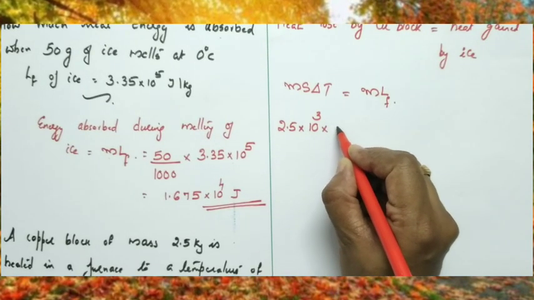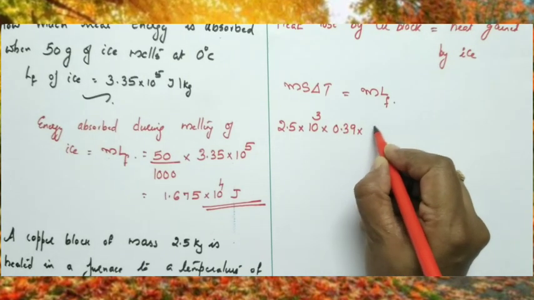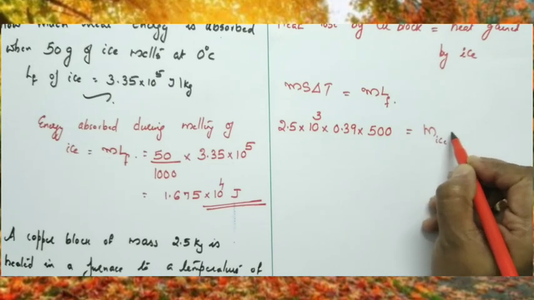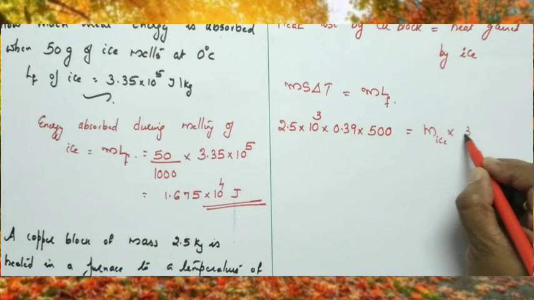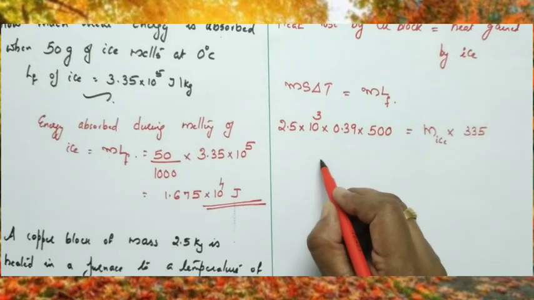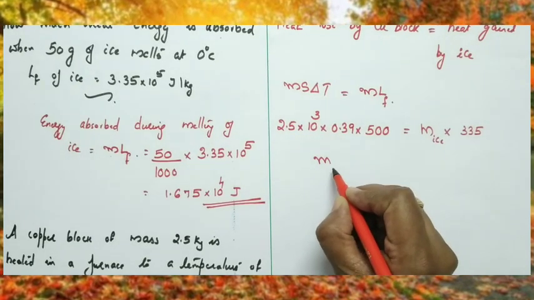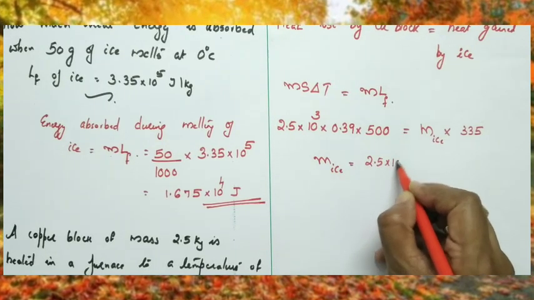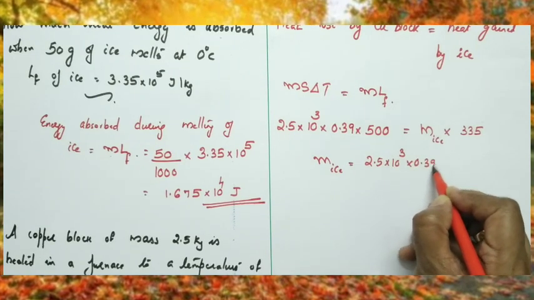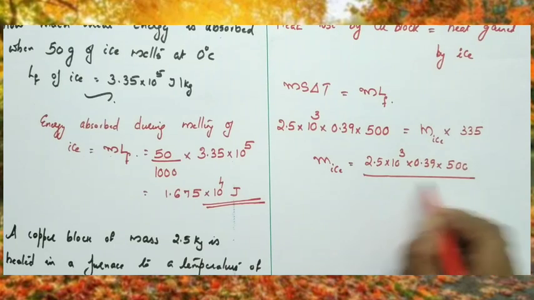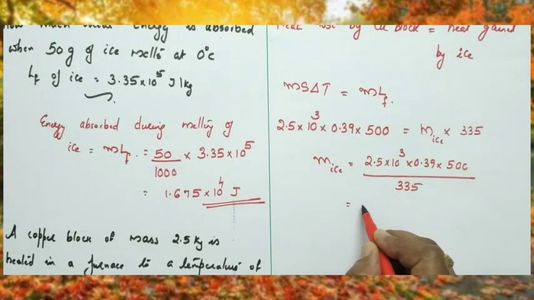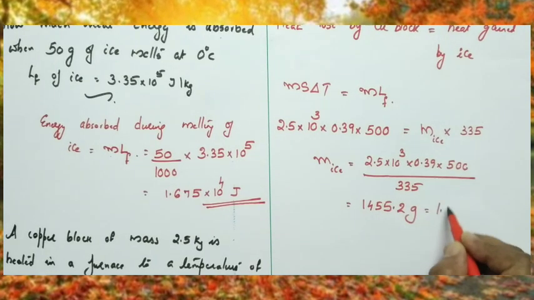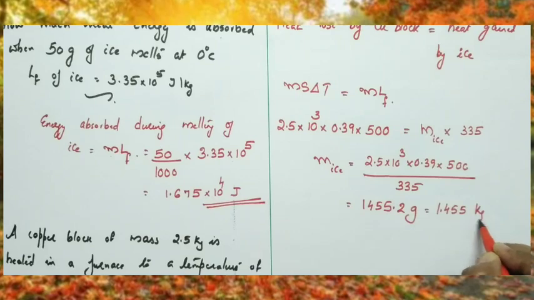Into the specific heat capacity of copper, which is 0.39. What is the temperature change? 500 degrees Celsius, equal to the mass of ice we have to calculate into the latent heat of fusion, which is 335. We can simplify, and after simplification the mass of ice is equal to 2.5 into 10 raised to 3 into 0.39 into 500 divided by 335, and its answer is 1455.2 gram, or you can write 1.455 kilogram.